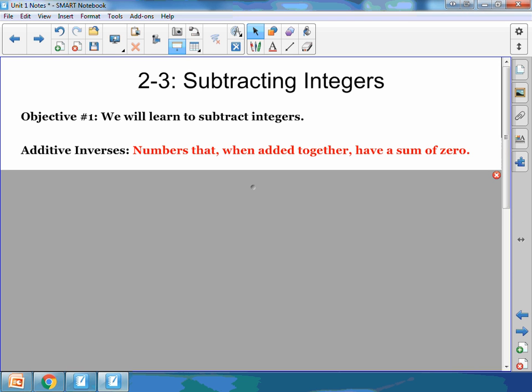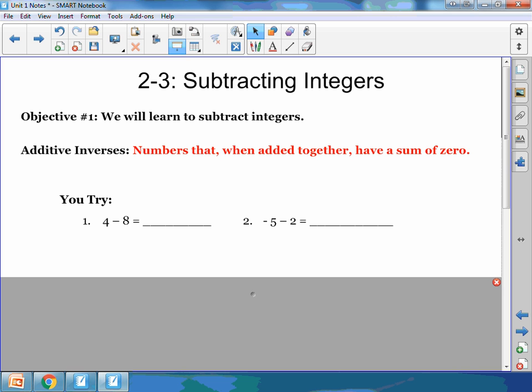Think about 4 plus a negative 4, 5 plus a negative 5. Any of those numbers that you can add to its opposite will be 0. So be aware of that term, because it's going to come up a lot. All right, just like yesterday, you're going to try a couple. So go ahead and try these two subtraction problems. This is going to help us create a rule.